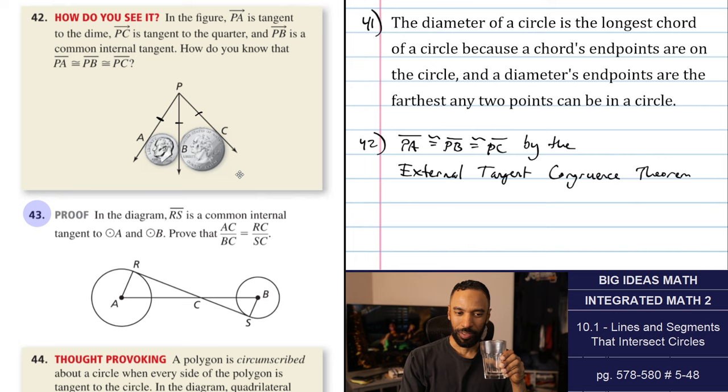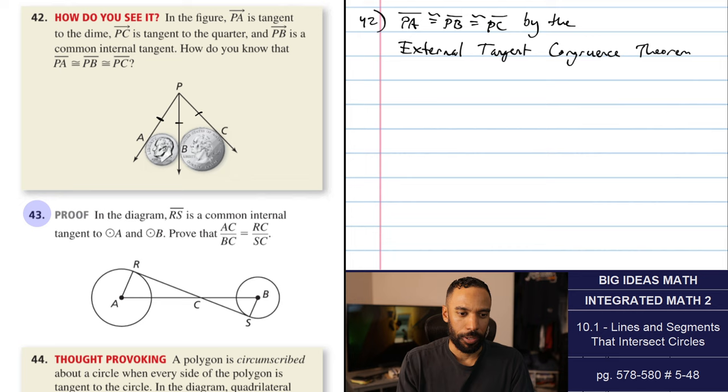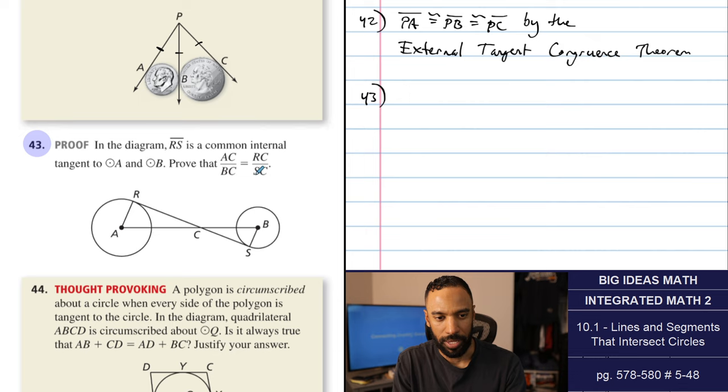All right. Number 43, proof. In the diagram, RS is a common internal tangent. So RS, common internal tangent, circle A and circle B. Prove that AC over BC equals RC over SC.